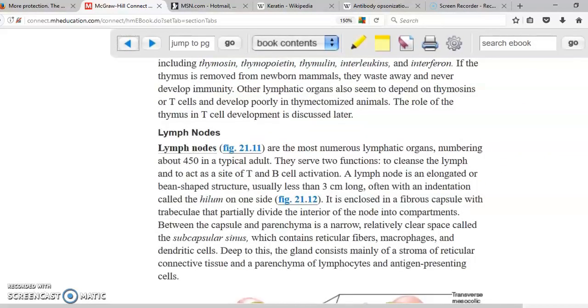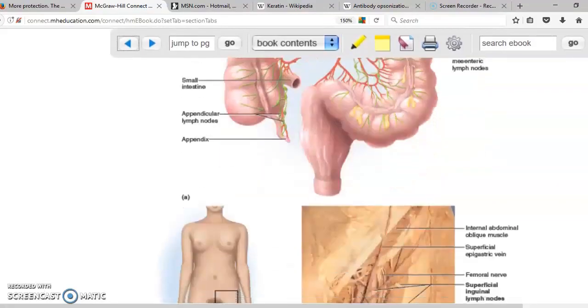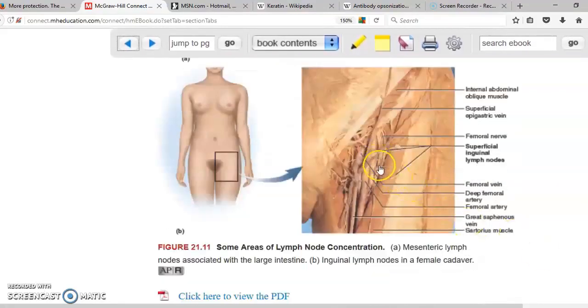Lymph nodes, we have quite a few in multiple different areas of the body, and they are found along the pathway of the lymphatic vessels. We have approximately 400 to 450 different lymph nodes in our whole body. They work as an area of activation for T lymphocytes and B lymphocytes. You have in here this figure showing the large intestine. You can see the path of the lymphatic vessels, and you can see lymph nodes here, and they're located in multiple areas.